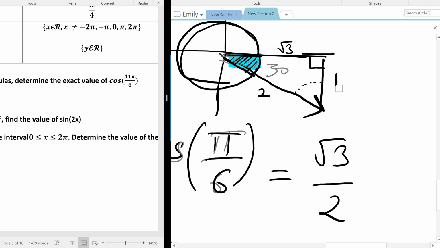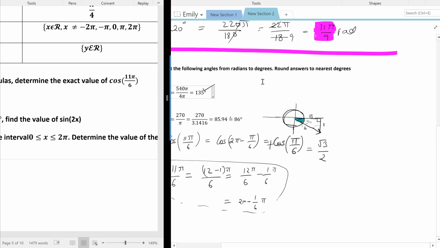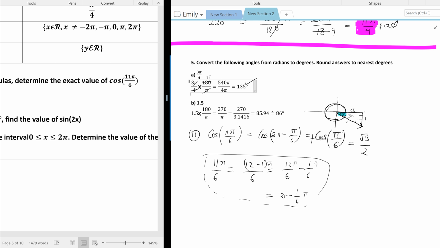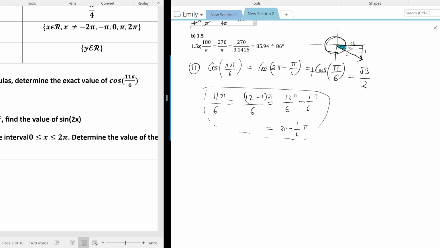So the 1 is going to be opposite to the smallest angle, which is 30. This angle is 60, and the largest angle is 90, so the largest side is going to be 2, opposite to 90 degrees. By using special triangles, we found the exact value of that. Is it square root of 3 over 2? Yep. Okay. So the second thing is, if you want to use the formula, you can use that.